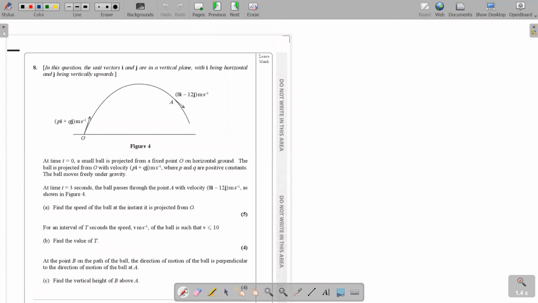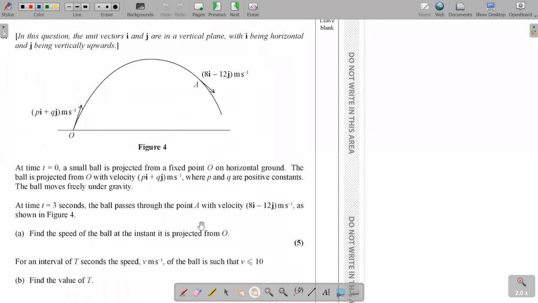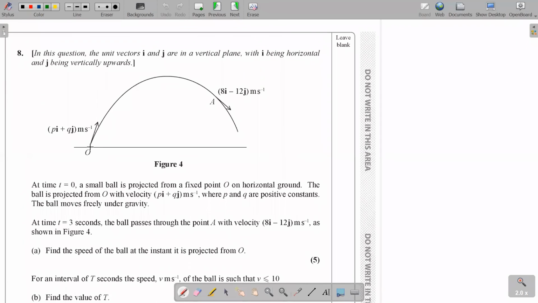So what do we know about these components? Now they have marked the initial components here, right? So pi plus qj means your horizontal component is p, and your vertical component of velocity is q. And over here, do you see 8i minus 12j is also the velocity, right? So 8i is the horizontal component, 8 meters per second. Minus 12 means your y component is directed downwards. So you don't have to mark minus 12, just mark 12. The minus is there to tell you that the component is downward.